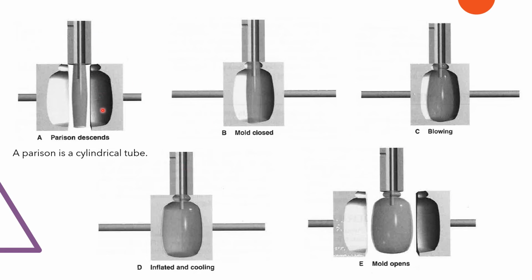Again, bring the parison down, close the mold, blow with the air. Your heated molten plastic is going to come into here, and you blow with the air to make the shape. It gets inflated, and then cool it down. We're using water, and then open it. Pretty easy, yeah? You don't have to do it by hand. They're all automated, okay? They're just big equipment in the factory.